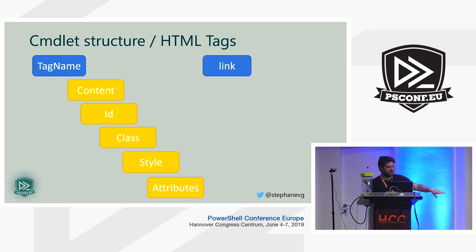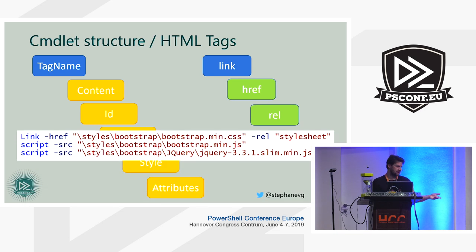So we have the content, ID, class, style on every one. And then a lot of the HTML tags have some specific parameters, like the link tag has an href and a rel, which is very specific to this. And so here we can see an example, link, and we have the dash href and then dash rel. And for the script, dash src, which means that, for example, you cannot find the href on a div, or you cannot find an href on a p, for example, right?